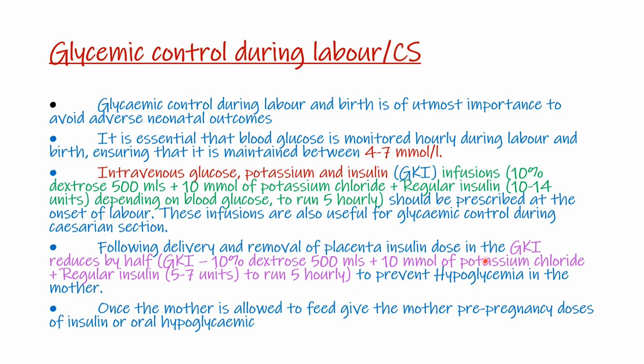Following delivery or removal of the placenta, you have the dose of GKI that you give: 10% dextrose, 500 ml, plus 10 millimoles of potassium chloride. What you have is the insulin. So you're going to give 5 to 7 units of insulin to run 5 hourly to prevent hypoglycemia in the mother. Once the mother is allowed to feed, then you give pregnancy doses of insulin or oral hypoglycemic agents.